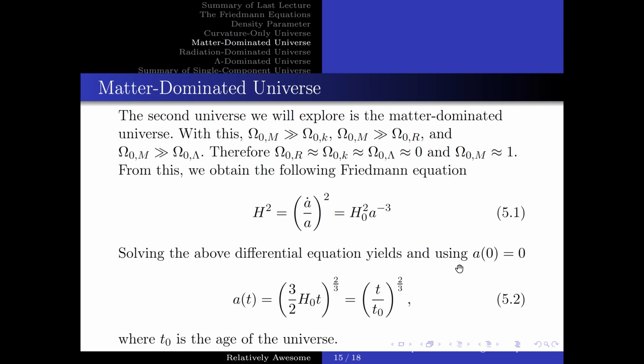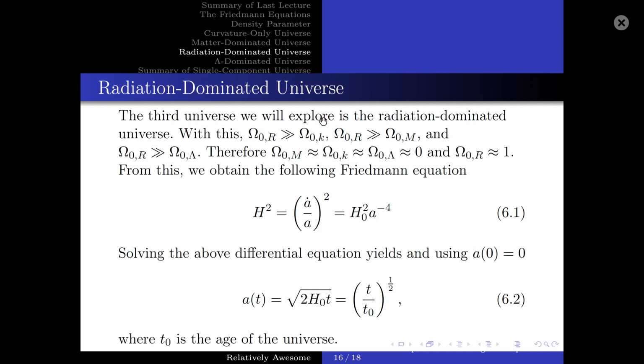And from this, we obtain the following Friedmann equation. Solving the above differential equation yields the following. And as we can see, a is proportional to t to the 2/3. And we add a constant here to compensate, which is the age of the universe.